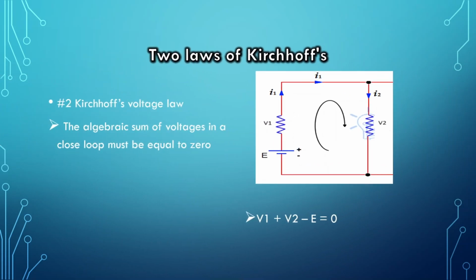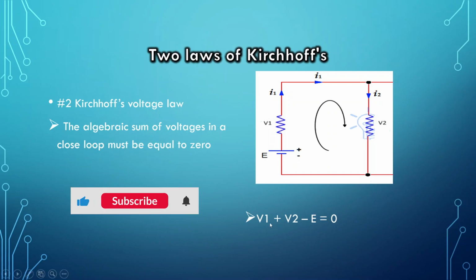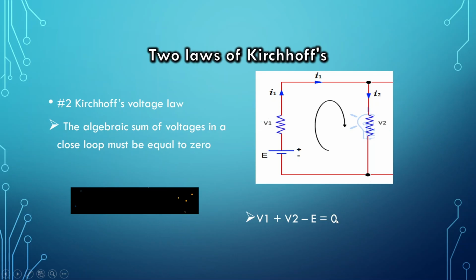Law number 2 is Kirchhoff's voltage law, which states that the algebraic sum of the voltages in a closed loop must be equal to 0. As you can see on the picture, the algebraic sum of the voltage in this closed loop gives us 0. You can see V1 plus V2 minus E2 gives us what? 0. So let's go to an example.